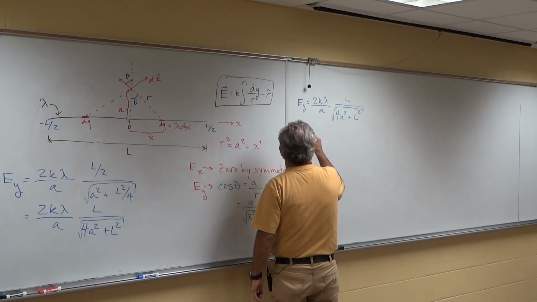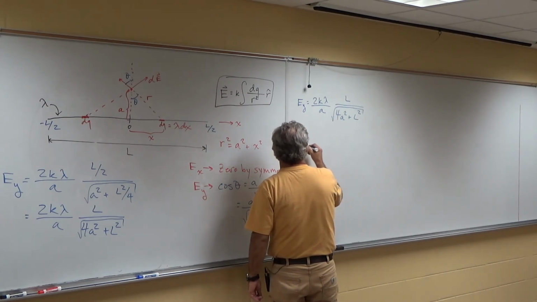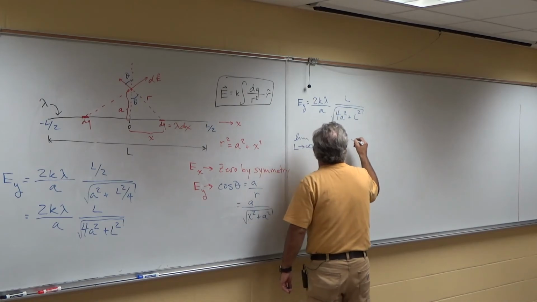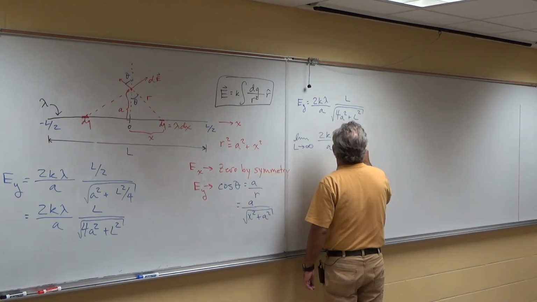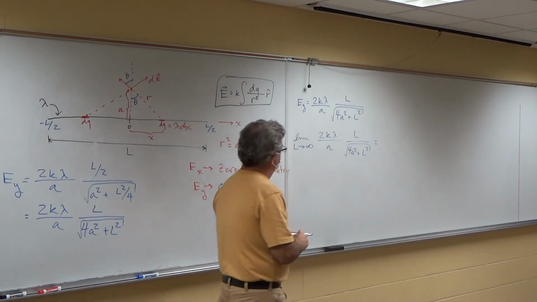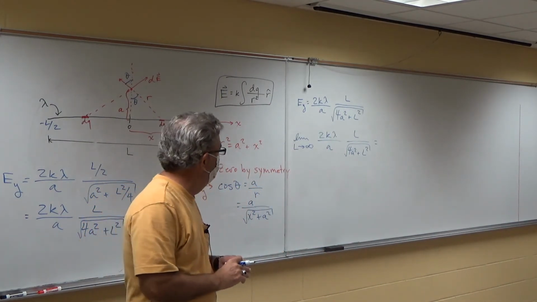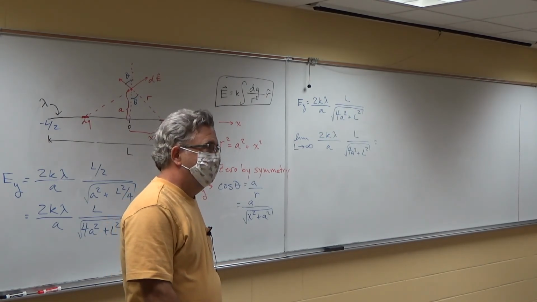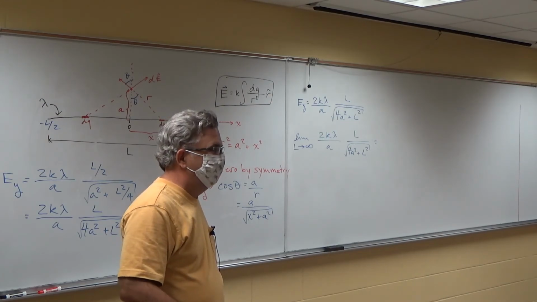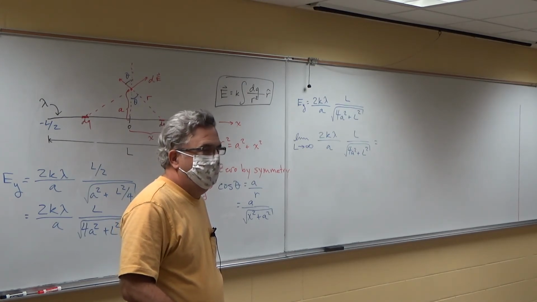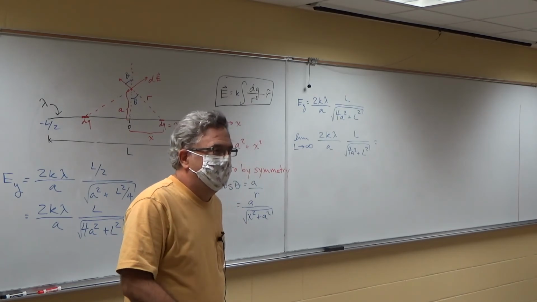So I want to take the limit as L goes to infinity. This is called an infinite wire or semi-infinite wire. Take the limit as L goes to infinity of 2k lambda over a, and this thing L over the square root of a squared plus L squared. What is that equal to? Do we need to call up the ghost of L'Hopital or say a prayer or Google it? I don't know. I'll show you the quick way.